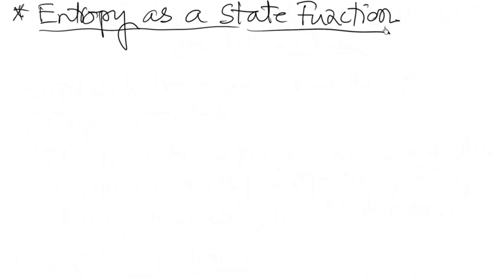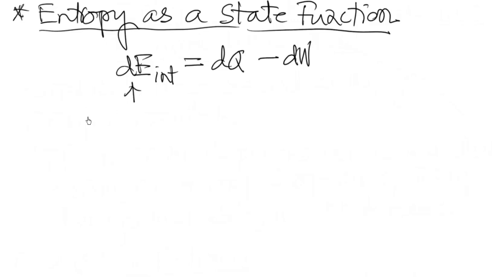To make the process reversible, it is done slowly in a series of small steps, with the gas in an equilibrium state at the end of each step. For each small step, the energy transferred as heat to or from the gas is dQ. The work done by the gas is dW, and the change in internal energy is dE internal. These are related by the first law of thermodynamics in differential form. So we have dE internal, the change in internal energy, is dQ minus dW.